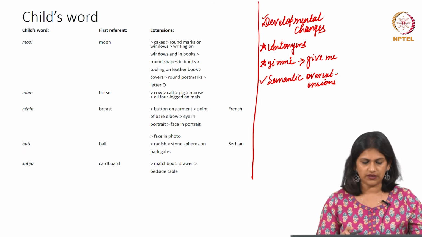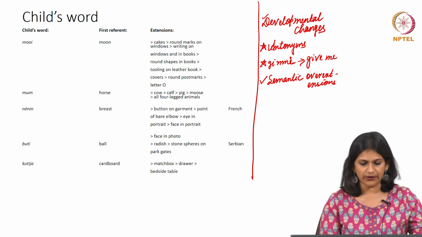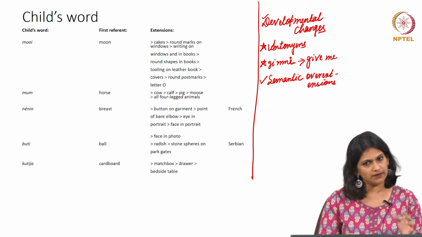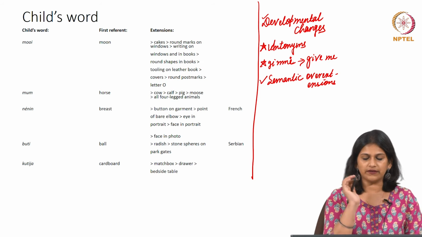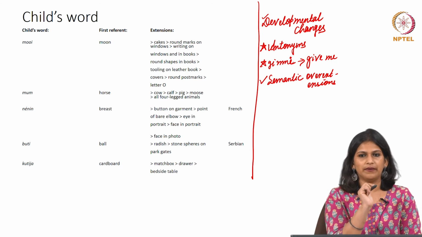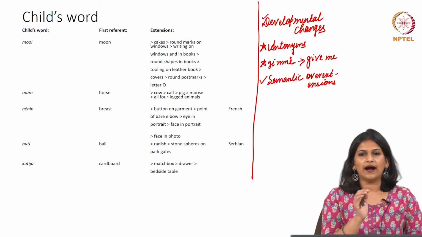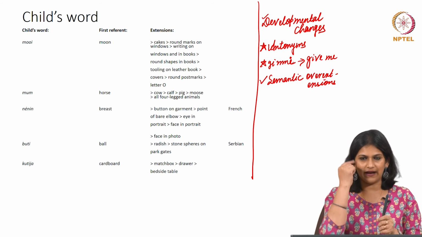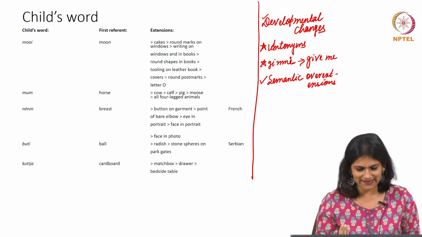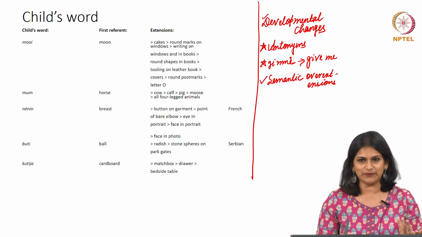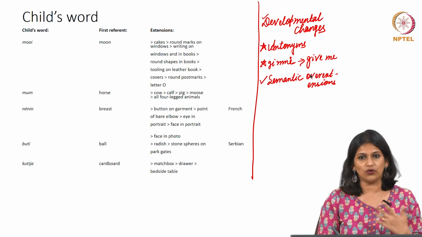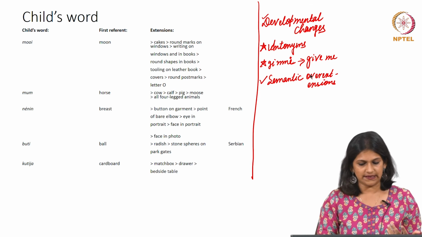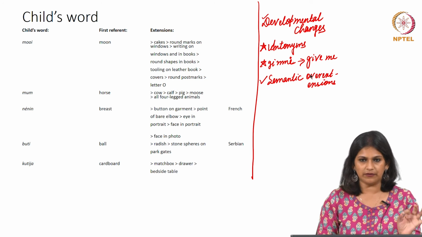The data from French: it is neinin, which means breast. It could be a button on a garment; that could also be a breast for a French speaking child. A point of bare elbow can also be a breast for the child. An eye in a portrait, let us say there is a portrait and there is the eye, the child is going to identify it as breast, and the face in the portrait can also be identified as breast. That is how the data shows children extend the semantic reference of a particular word.